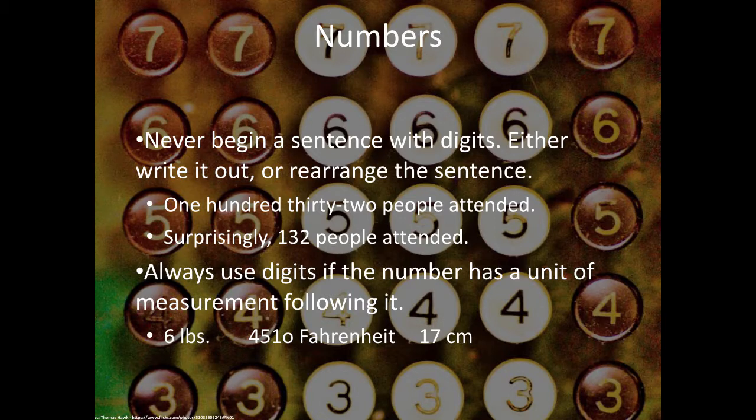Another rule about numbers, never begin a sentence with a number, no matter what. If you have a ridiculously long number at the beginning of the sentence, technically you have to write it all out in words, or what's much better is put another word in front of it. Just put a prepositional phrase in front of it, and now that number is no longer at the beginning, and you can use digits.